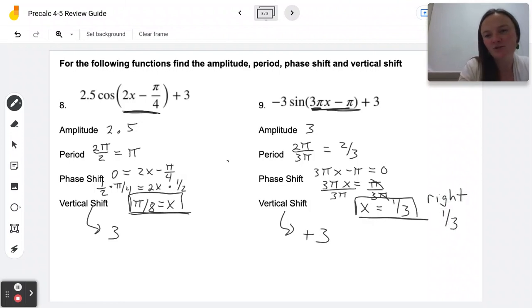Very lastly, the vertical shift is just the number added out front, so 3. So basically, we're going up 3 for both of these.